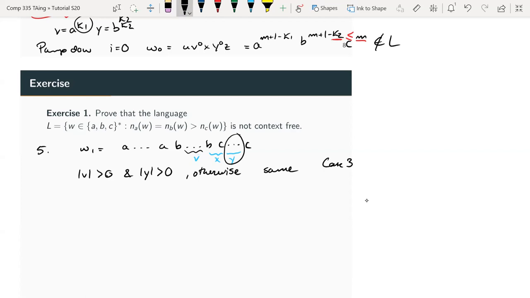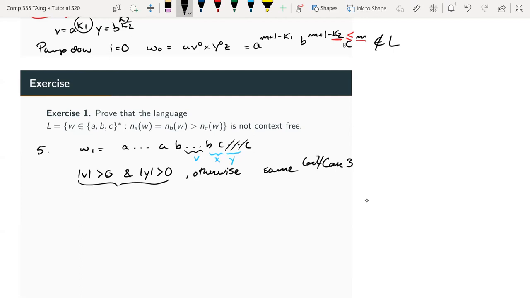If instead the V is not empty, but the Y is empty, then this reduces to pumping the V's. So if you're just pumping the V's, then that's the same as case two. Because in case two, even though the VXY was in the B's, the only thing we were pumping was the B's. So it doesn't really matter that the Y in this case is empty. It's again going to be the same argument. Where it's not going to be the same argument is when both of these are greater than zero.